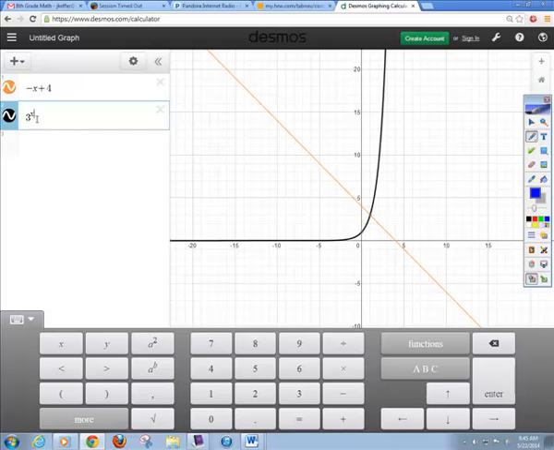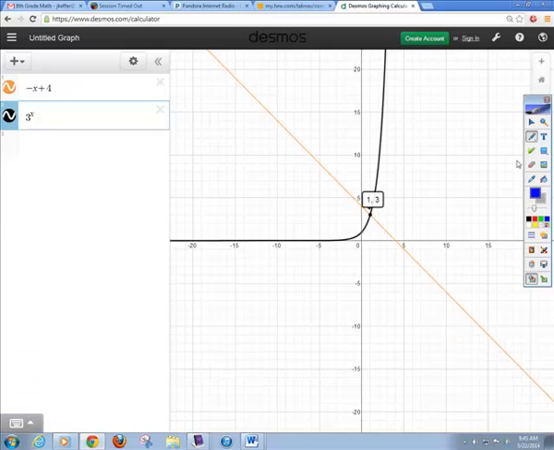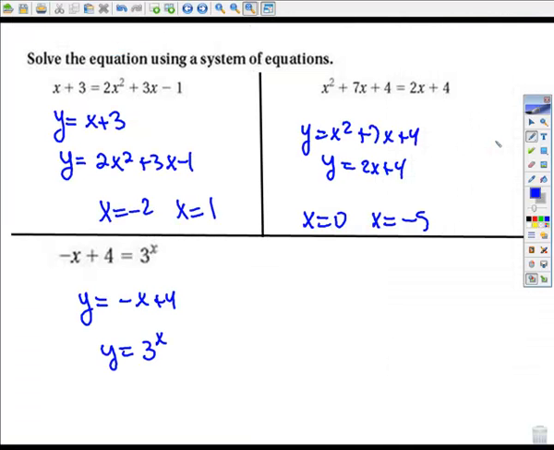This, recall, is an exponential function. So we're not using quadratics right now. We're looking at a line and an exponential function, but we can still see then my x value is 1. So my answer here is just 1. So x equals 1.